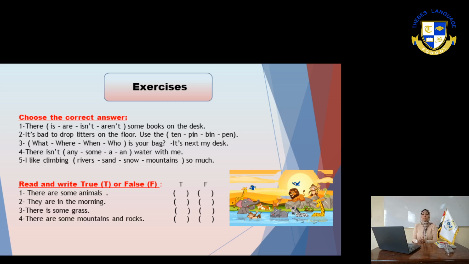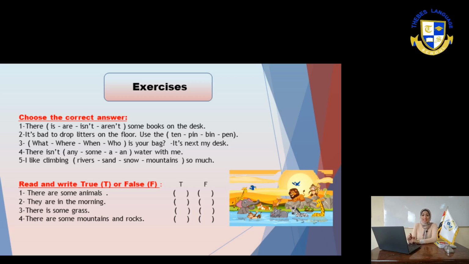Yes, the bin. Bravo. Number 3, what or where or when or who is your bag? It's next to my desk, so it's in a place. So I will use where correctly. Yes. Okay, for number 4, there isn't any or some or a or an water with me.